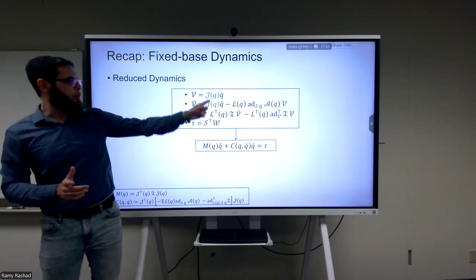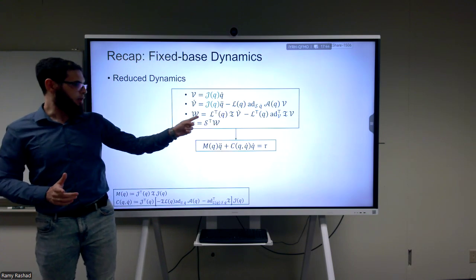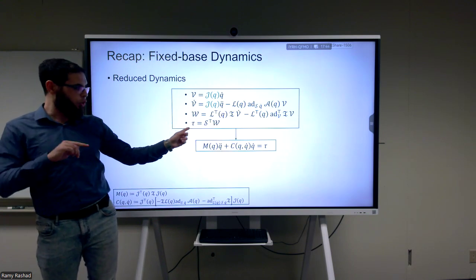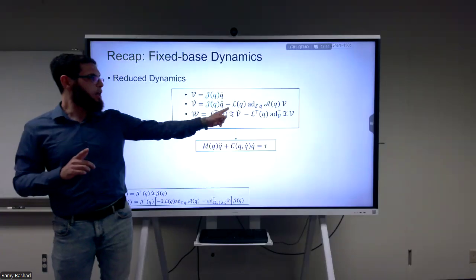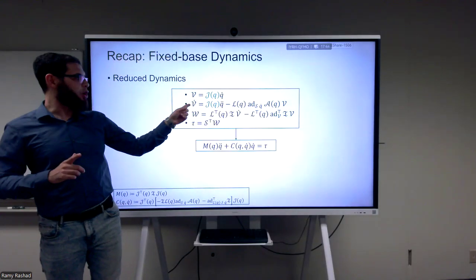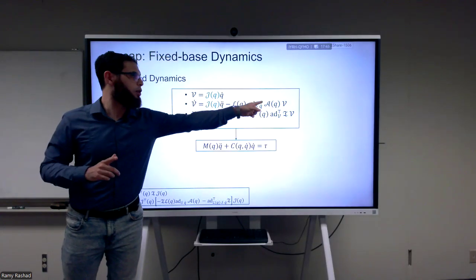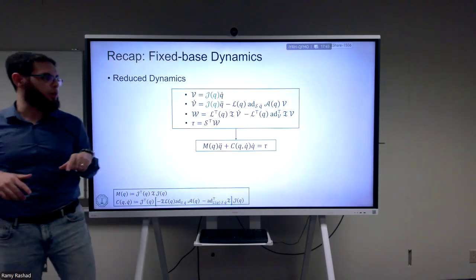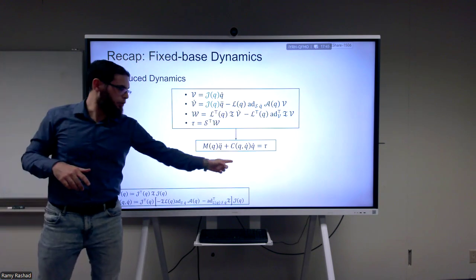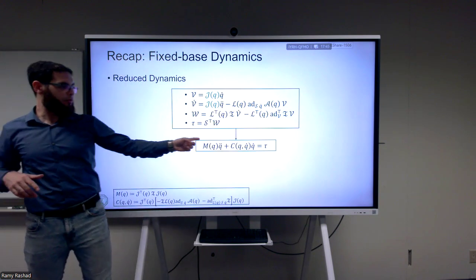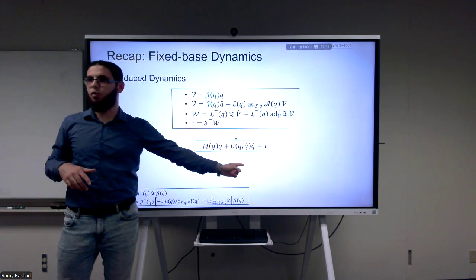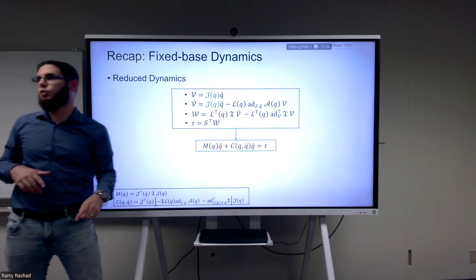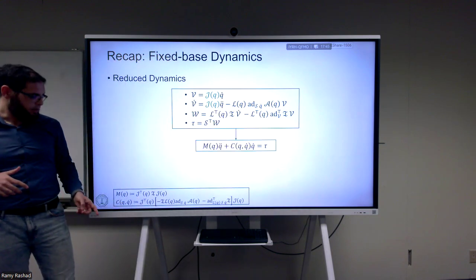And then we took all of these equations. You find that I have the wrench in terms of the twist, the torque in terms of the wrench, in terms of V dot and V, and the V dot in terms of Q double dot and Q dot and Q, and the V in terms of the Q dot. And we can just plug all of these equations into each other, and we can reduce them to this form: the M of Q, Q double dot, plus the C of Q, Q dot multiplied by Q dot is equal to all of the torques that are actuating this robot.